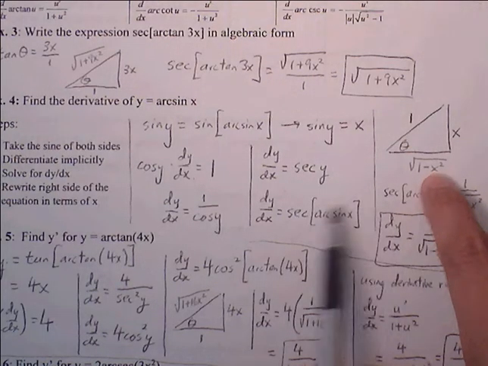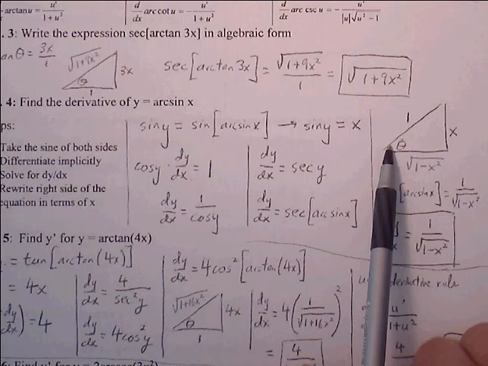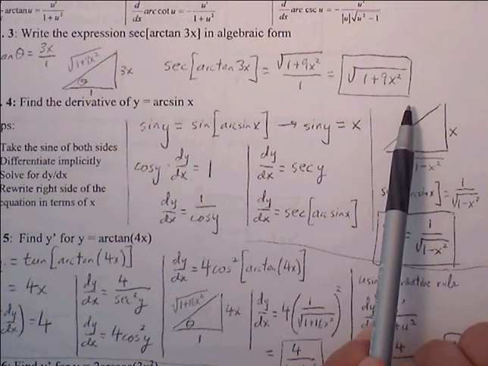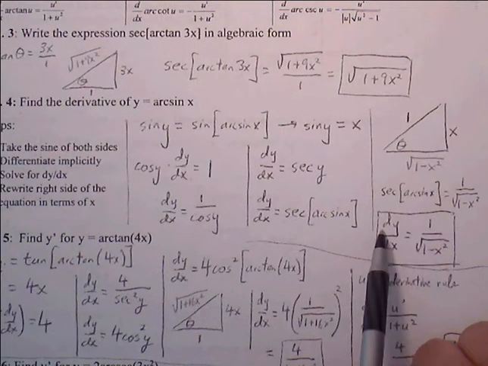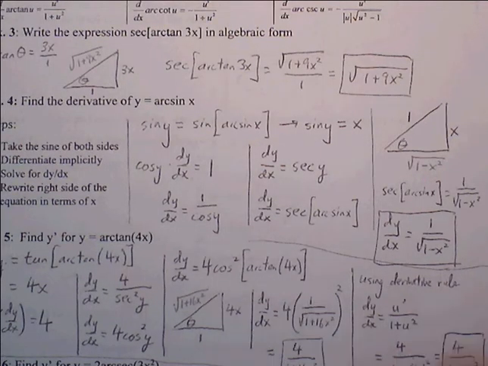Now we want to find the secant of theta. Secant of theta is going to be the reciprocal of cosine, which will be hypotenuse over adjacent. So 1 over the square root of 1 minus x squared. Therefore, that's what dy dx is: 1 over the square root of 1 minus x squared.